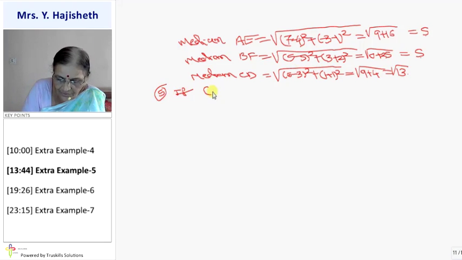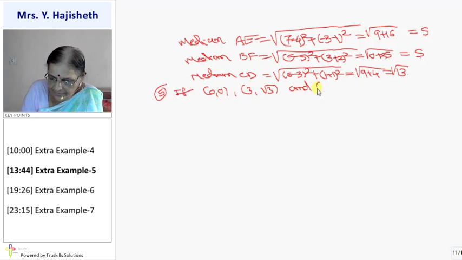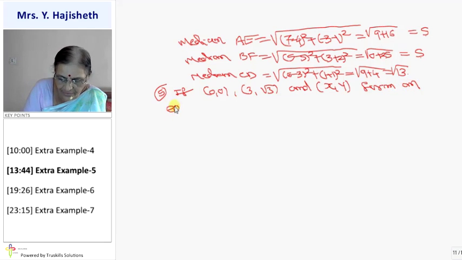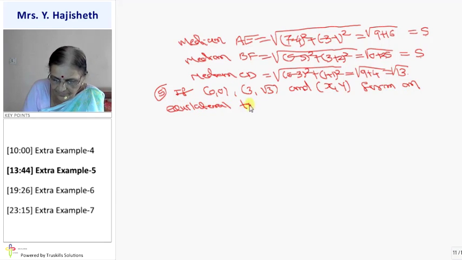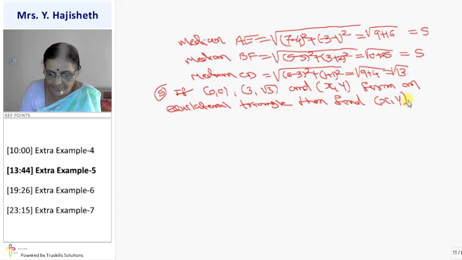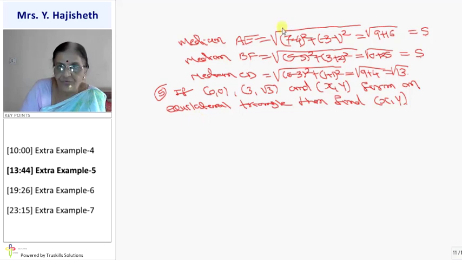Now question number 5. If (0, 0), (3 root 3, 3) and (x, y) form an equilateral triangle, then find xy. Clear? Find xy. See, first of all, I draw the figure.